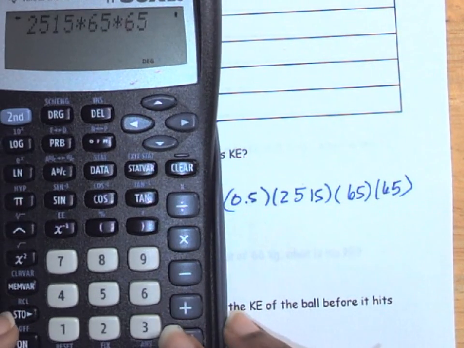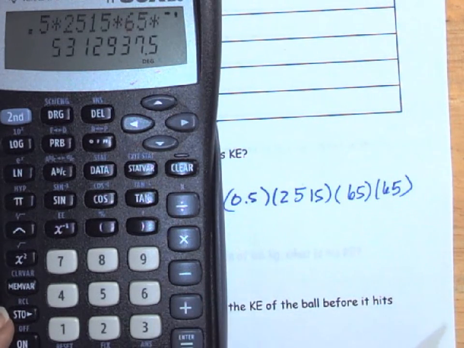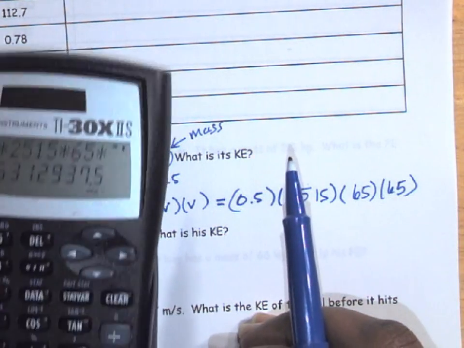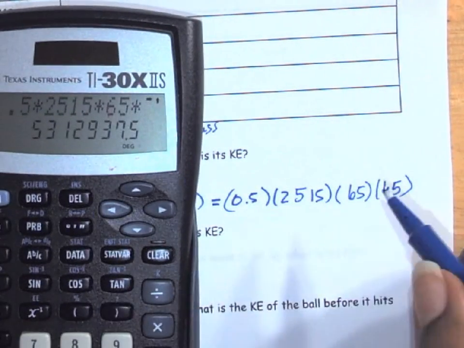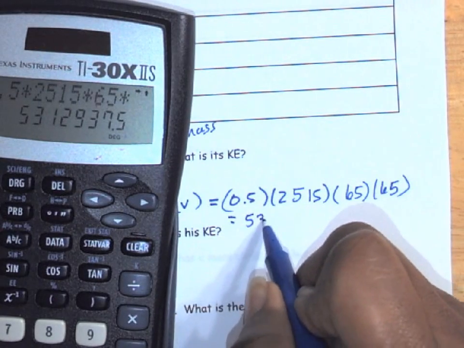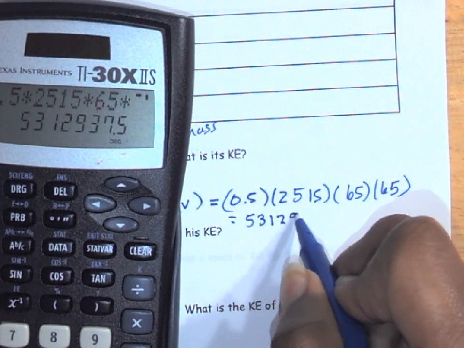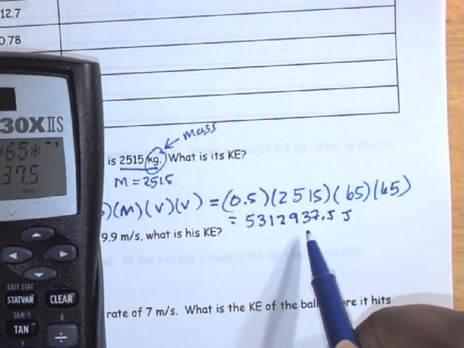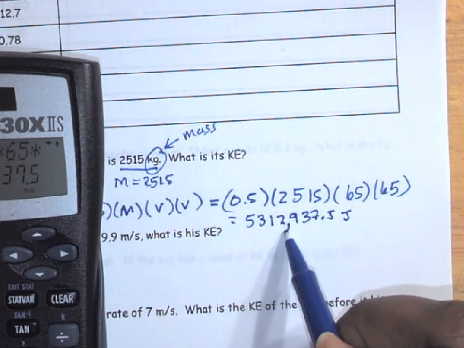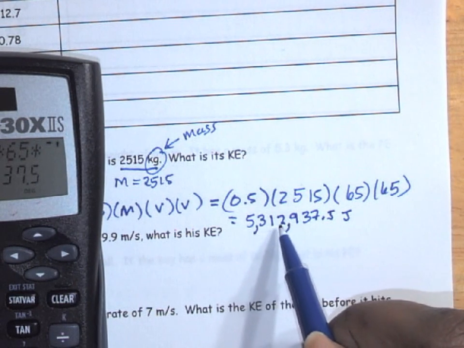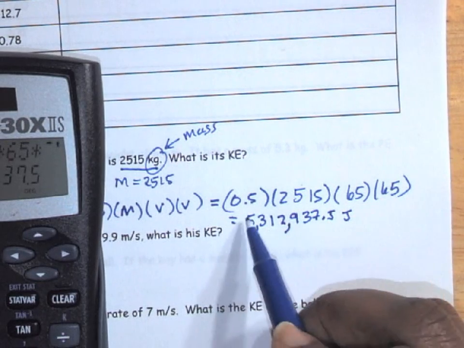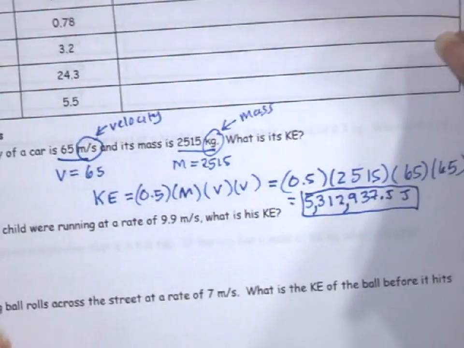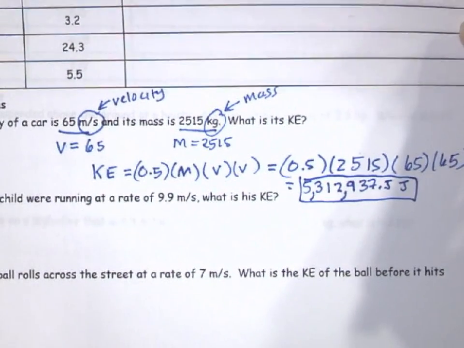And then I get this huge number for my kinetic energy. It's a large kinetic energy. So let's write this number down: 5312937.5 joules. Let's put my commas in. That's 5,312,937.5 joules. That's my kinetic energy. Huge number. So that's what you're going to do for the rest of them. You're going to find the mass and the velocity for these word problems, and then you're going to solve.